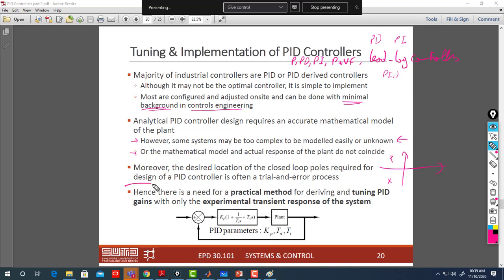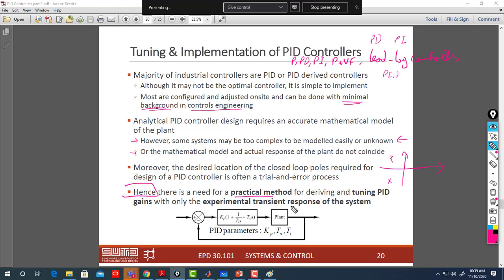Hence, here is the conclusion. If the mathematical model is sometimes complicated, is there a way to tune it without a mathematical model? There is a need for a practical method for deriving and tuning PID gains with only the experimental transient response of the system. So now we'll study in the next slide how we can tune the PID by looking only at the experimental transient response of the system.